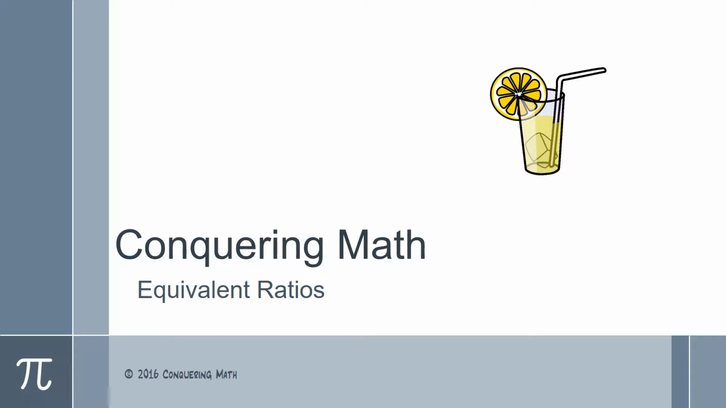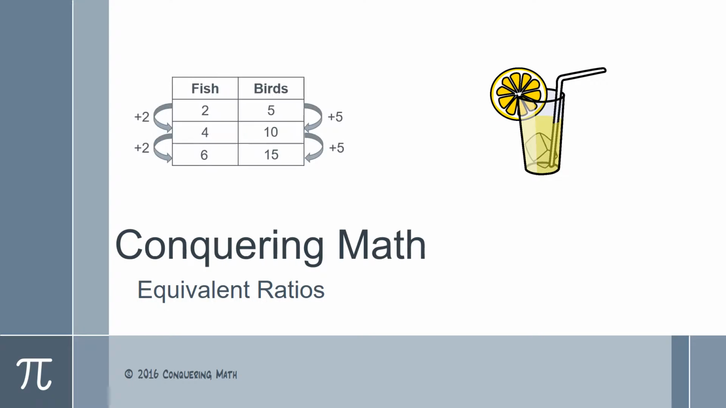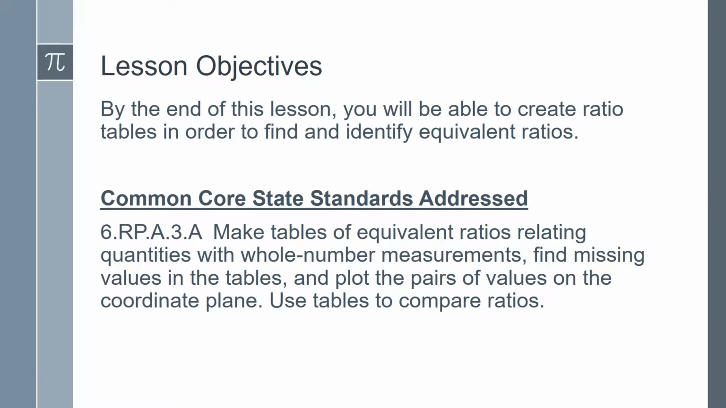Today we will be learning about equivalent ratios. Let's dive on in. By the end of today's lesson, you will be able to create ratio tables in order to find and identify equivalent ratios. The Common Core State Standard today is to make tables of equivalent ratios relating quantities with whole number measurements, find missing values in the tables, and plot the pairs of values on the coordinate plane. You will use tables to compare ratios.